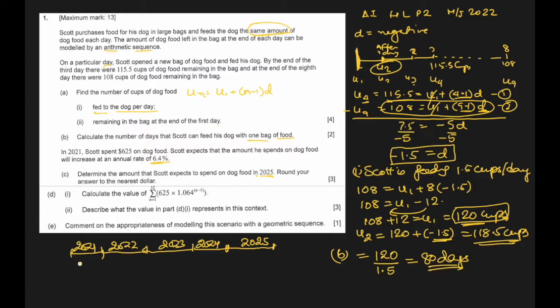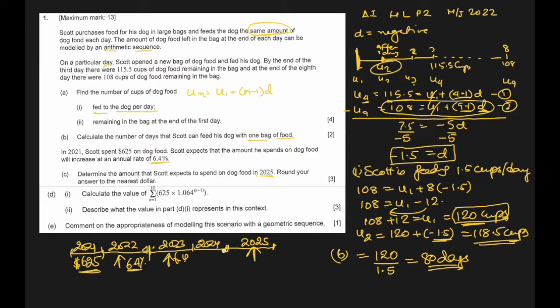So in 2021 he spent 625. And now every year there is an increase of 6.4% over the previous year, an annual rate they're saying. That means it is just like compound interest, right? Suppose he invested 625 in a bank account with this percentage of interest every year. What will be his amount in 2025?